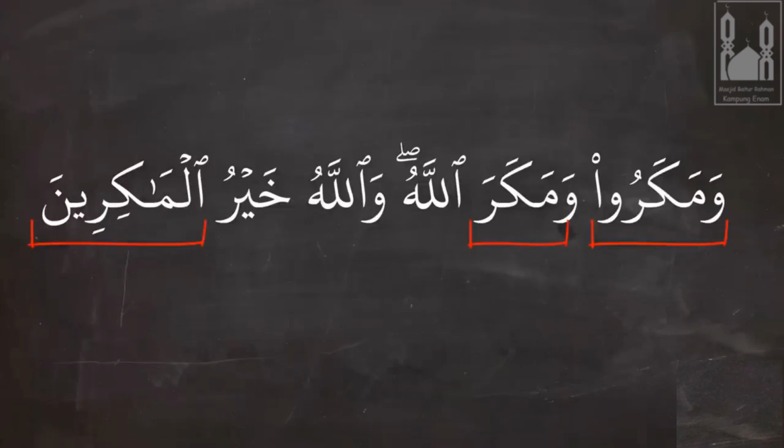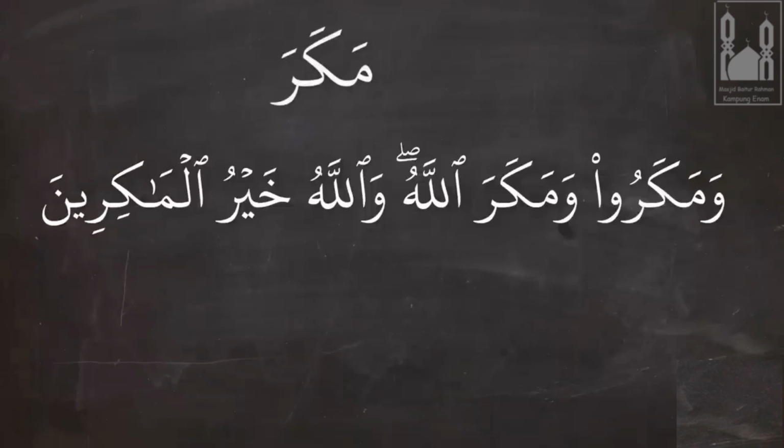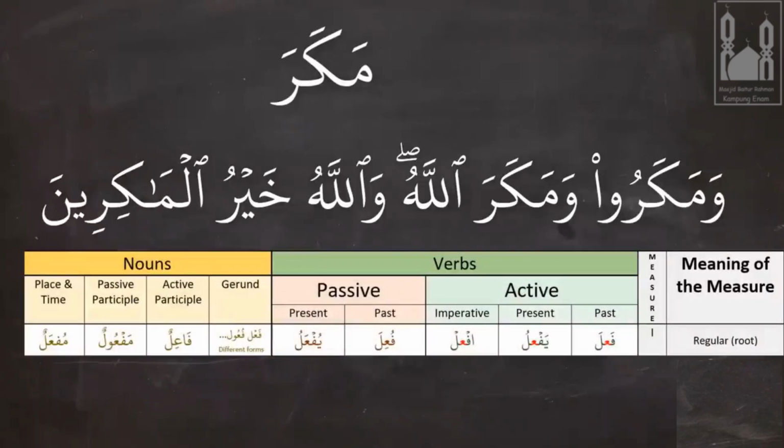We see many different variations of the same root. Now, if you know the meaning of this root, it will solve so many problems for you. The root which I'm talking about here is makara, which is a Form 1 verb. Why? Because it follows the same pattern as fa'ala, makara, fa'ala, and it means to plan or to scheme.